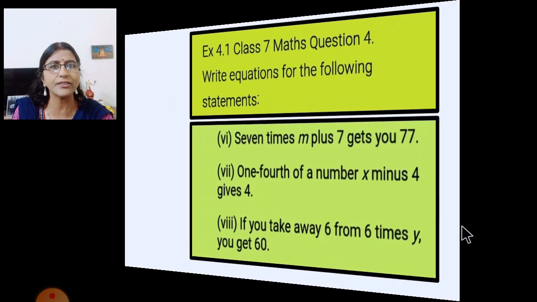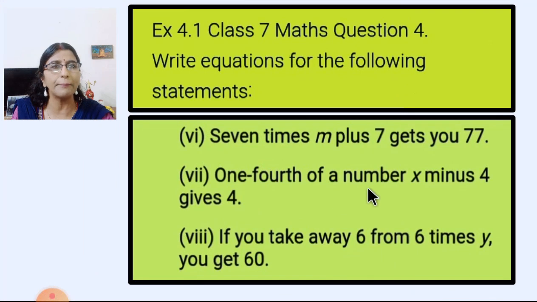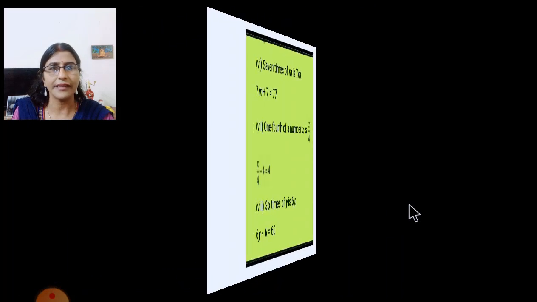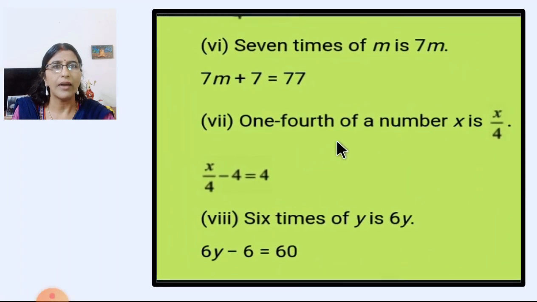Now let us see the next question: 1/4 of a number x minus 4 gives 4. Let us see how to write this equation. 1/4 of a number x is 1 upon 4 into x, and 1 upon 4 into x is x upon 4. Then you have to subtract 4. x upon 4 minus 4 is equal to, gives 4. So it is equal to 4. Now we'll see the next one.